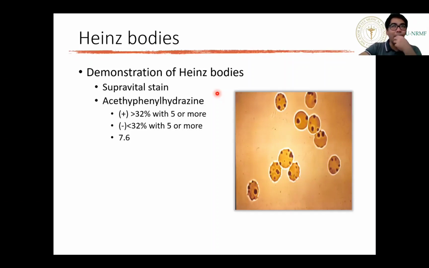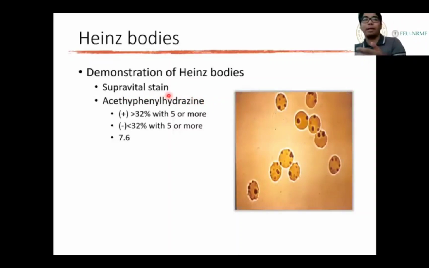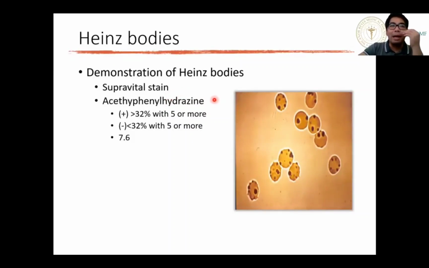But if you really want to confirm that the inclusion is Heinz bodies, you have to use another reagent known as acetylphenylhydrazine. You subject the red blood cells to this reagent, then make a smear and check if inclusion bodies have formed after you put the reagent on the specimen. If there are, those are Heinz bodies. That is why we use acetylphenylhydrazine to confirm whether they are Heinz bodies.